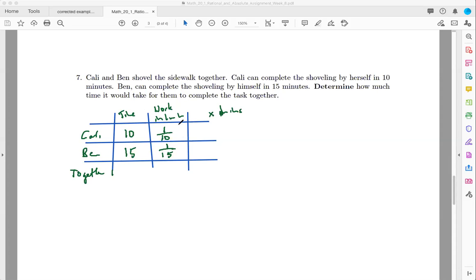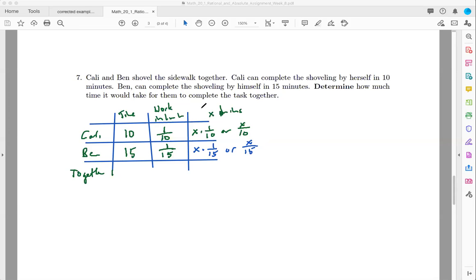So in some unknown number of minutes, we'll say x, well, if Callie only does 1/10 of the job in 1 minute, that means in x minutes, it's going to be x times 1/10, or we could say x over 10. Now, if Ben can only do the job in 15 minutes, that means in 1 minute he only does 1/15 of the job, then in x minutes he's done x times 1/15 of a job, or x over 15.